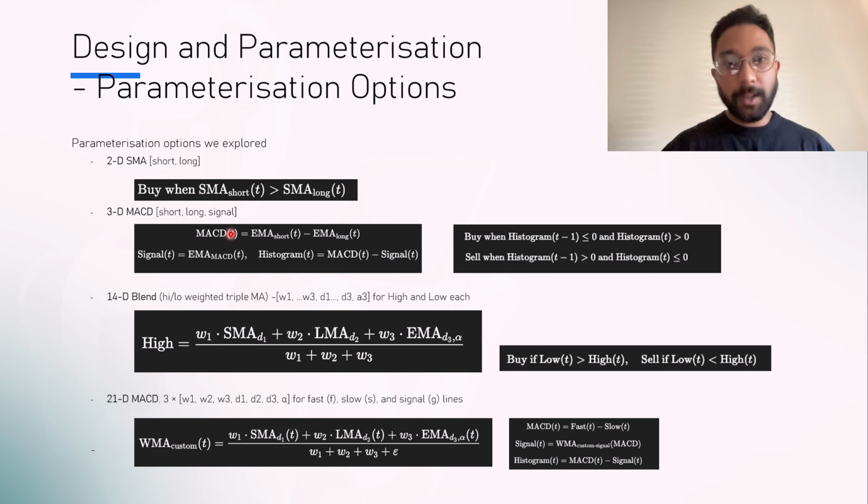Next is the three-dimensional MACD. It uses exponential moving averages with a short, long, and a signal span. It uses the difference between two EMAs to calculate the MACD. This is then smoothed by a signal EMA.